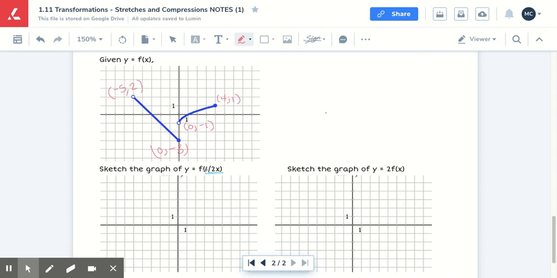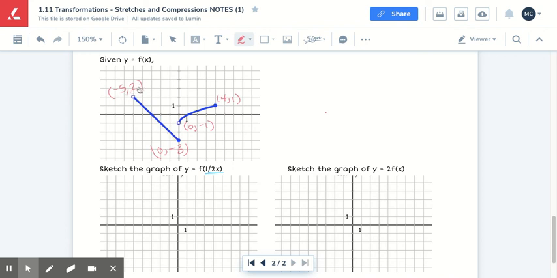Okay, so for this one, because the C value is between 0 and 1, this one is going to be a horizontal stretch. So this is going to be stretching it. I take each of the x values from my original function and I divide them by 1/2. Well, dividing by 1/2 is the same as multiplying by 2. So really, I can just multiply each of my x's by 2 on my original function.